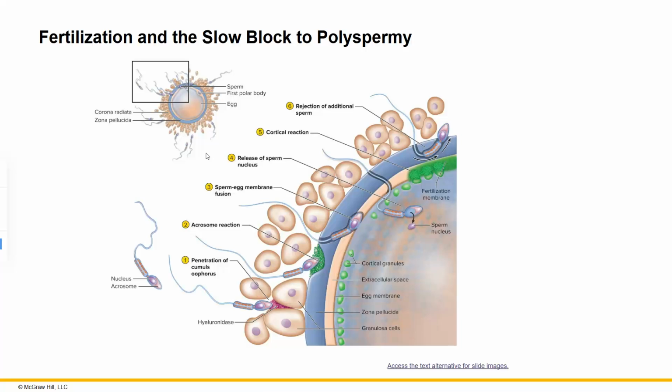So this shows those events. So penetration, the acrosome reaction, sperm-egg membrane fusion, the release of the sperm nucleus, and cortical reaction, and the rejection of additional sperm.